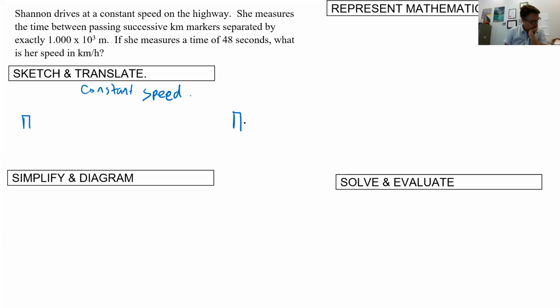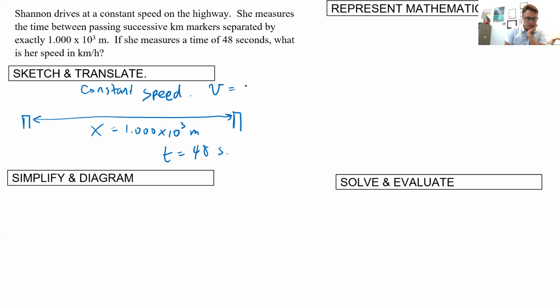Okay, so fair enough. x equals 1.000 times 10 to the 3 meters. And then t is equal to 48 seconds. Constant speed just means that v is equal to x divided by t. That's the one equation of constant velocity, just distance divided by time. Whereas there are 4 equations of constant acceleration, where you have to find how the velocity is changing. So this is pretty simple. Just v equals x over t, which is going to be in meters per second.